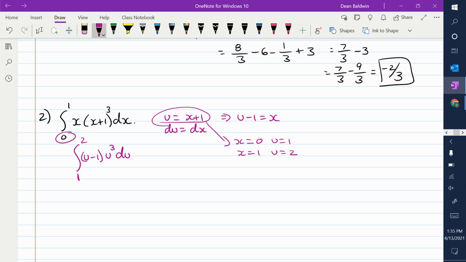So now we can just solve this integral and we'll get the same answer. So first thing is to multiply the u cubed in. So I get u to the power of 4 minus u cubed. I'm going to show you another way to do it, and then it's up to you how you want to do it, okay? So I get u to the 5th over 5 minus u to the 4 over 4, evaluated between 1 and 2.